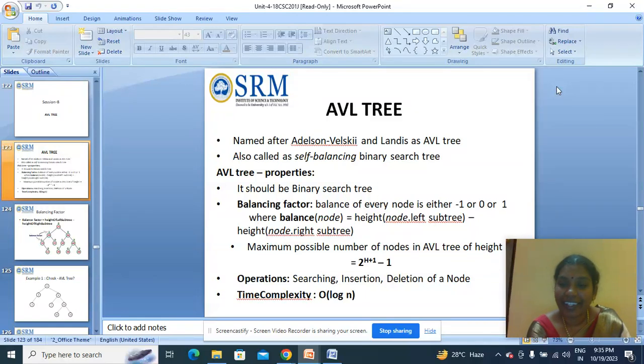Hello all, in this video we are going to discuss the AVL tree. Before we enter into the AVL tree, we should know what a binary search tree is. So binary search tree means the root node has some value.